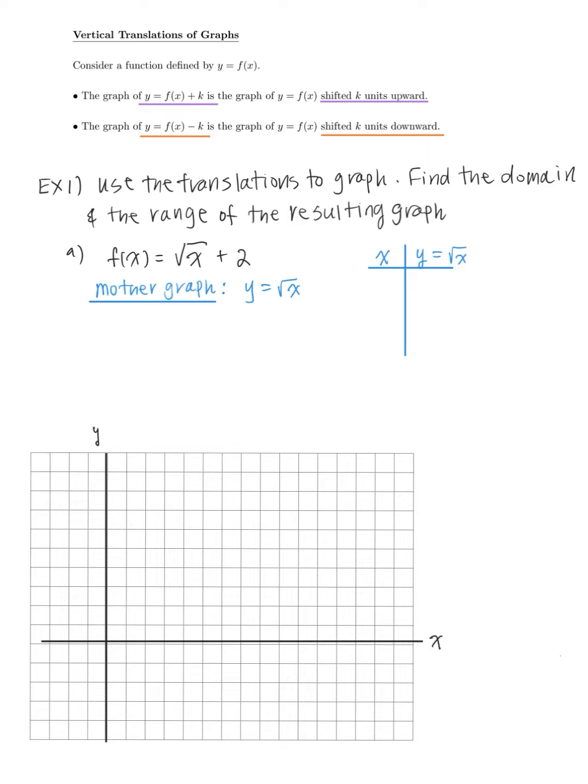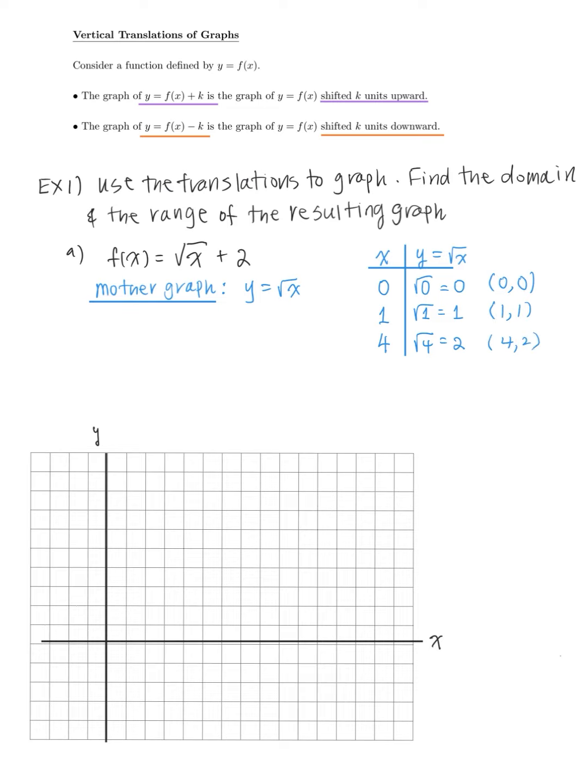So let's do it. When x is 0, y is square root of 0, which is 0. So we're going to be plotting the origin. Now let's go with 1. The square root of 1 is 1, so we're going to be plotting 1, 1. Now, what will be the next nice number to pick? I would say 4, because we know what the square root of 4 is. The square root of 4 is 2, so we're going to be plotting 4, 2. And I think that might be good enough.